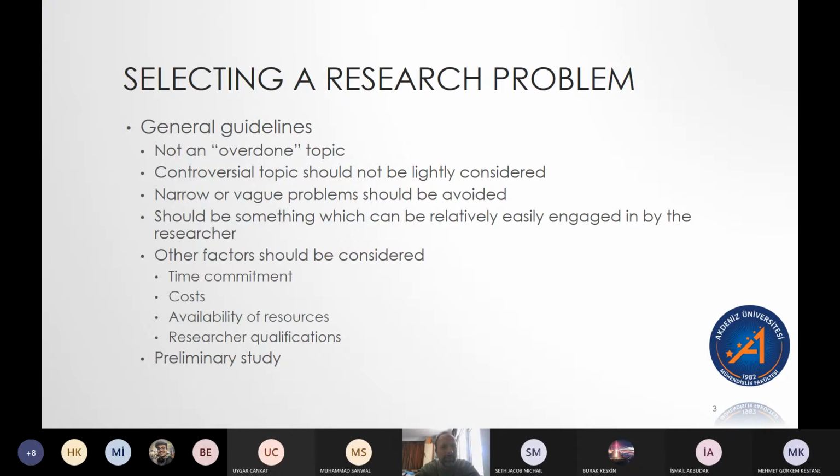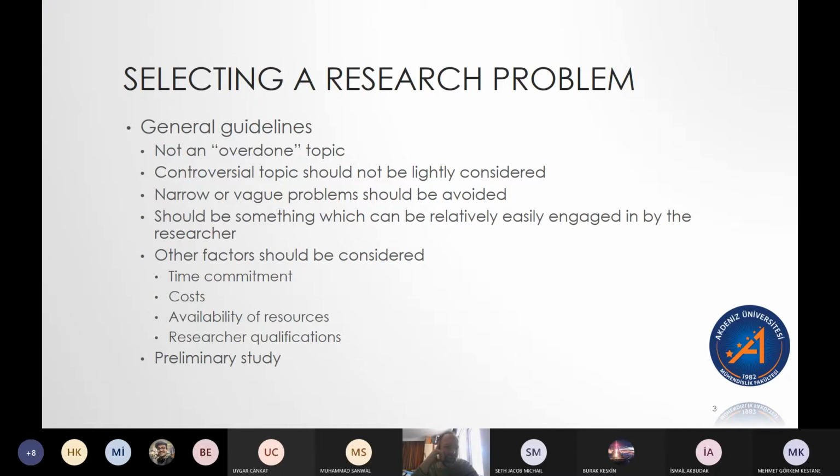Yeah, so good question. So as far as the overdone, where I was going with that was you don't want something that's been studied and done so much that the problem, the topic, is already kind of solved, if you will. Like I said, I'll show you a comic with a graph on that.